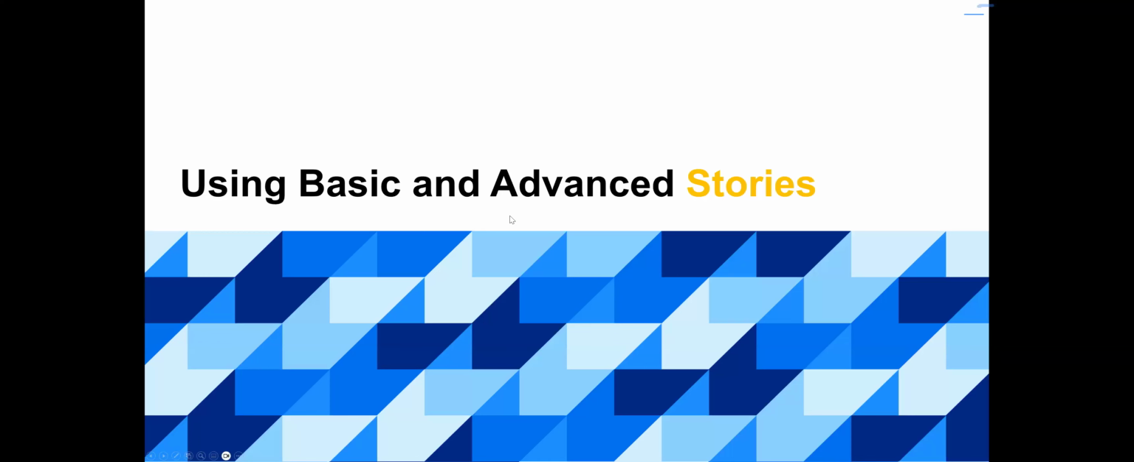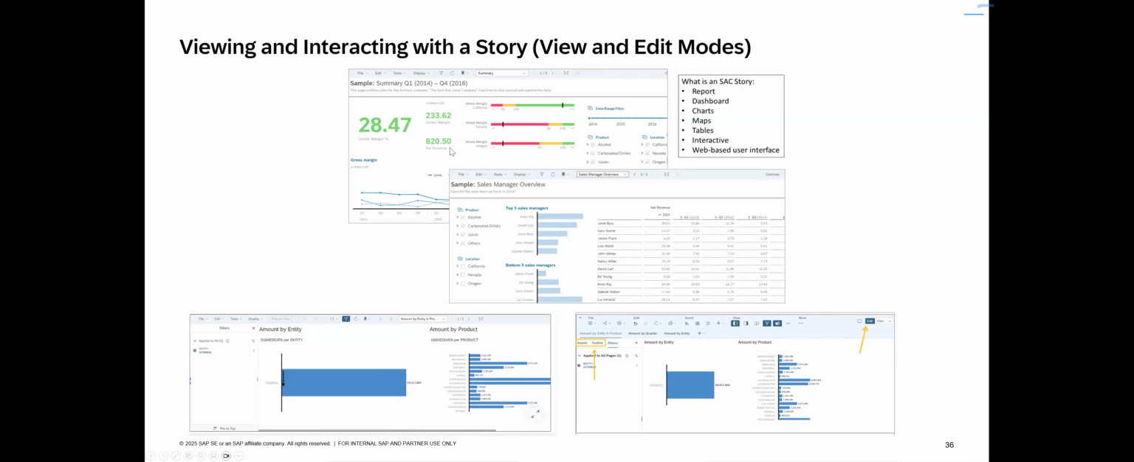Next topic is, of course, using basic and advanced stories. So this is basically how a story looks like. And in a story, we have three modes. We have view, edit, and there is another mode called presentation mode, which is this screen icon next to the edit. This is the presentation mode.